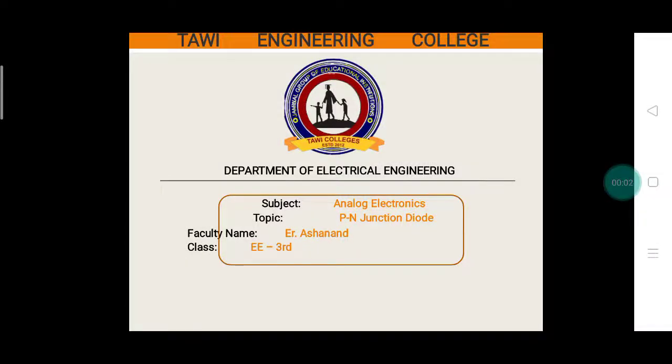Good morning, students. Today we will discuss our subject, analog electronics, of electrical third semester. In this subject, there are 5 units, and the first unit deals with semiconductor devices as well as the p-n junction diode. Just an introduction about semiconductor devices. Let's start one by one.